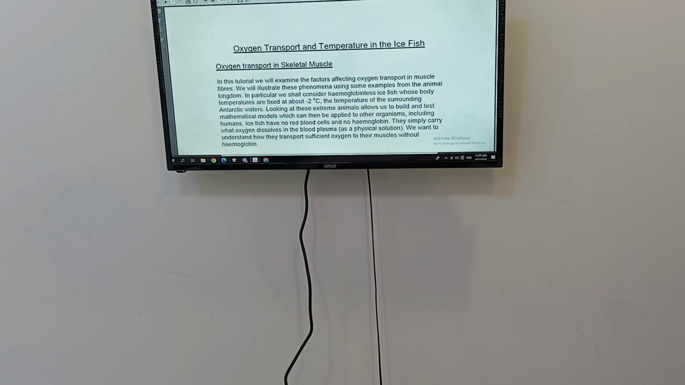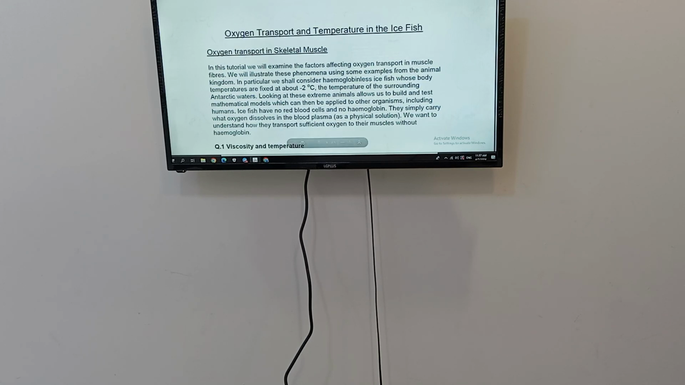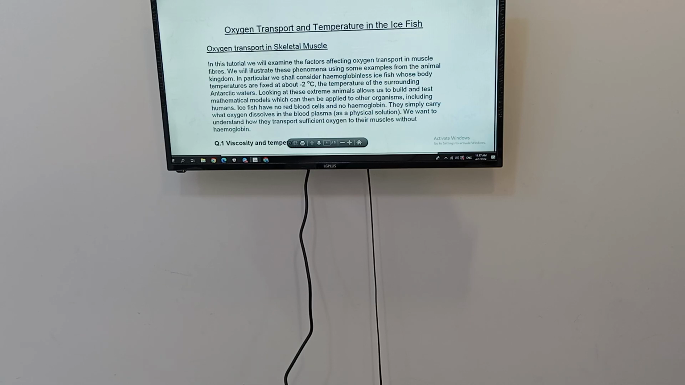Oxygen transport and temperature in ice fish. Oxygen transport in the skeletal muscle.